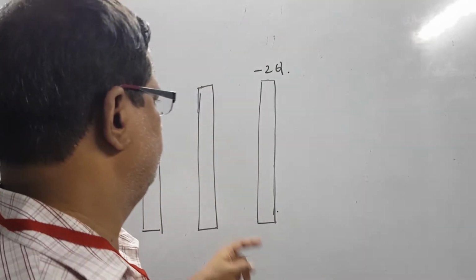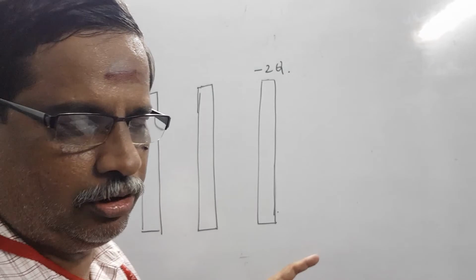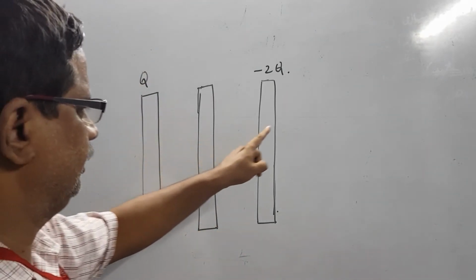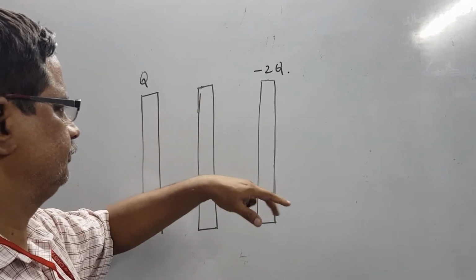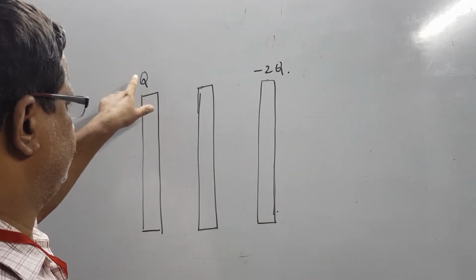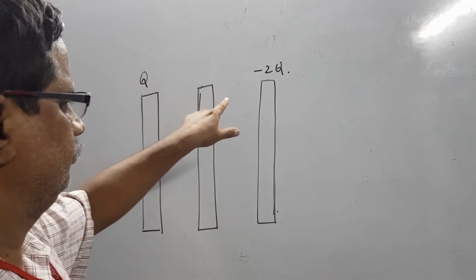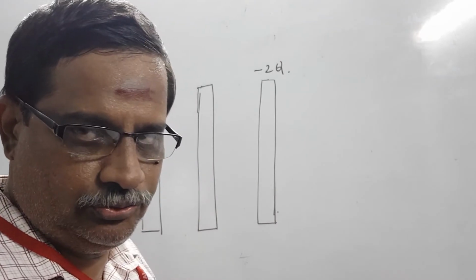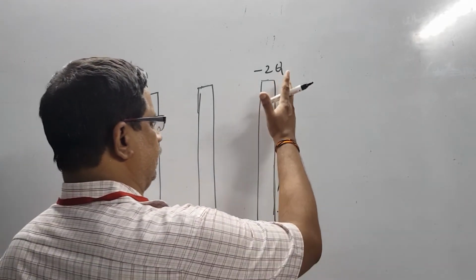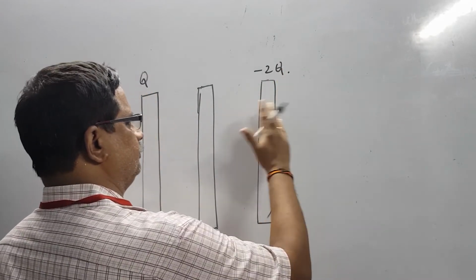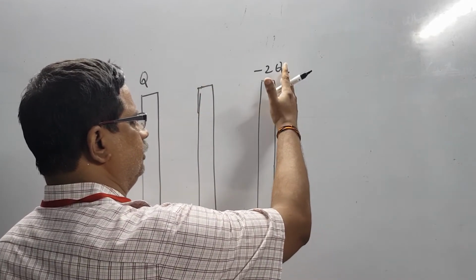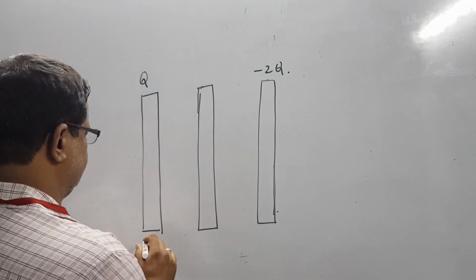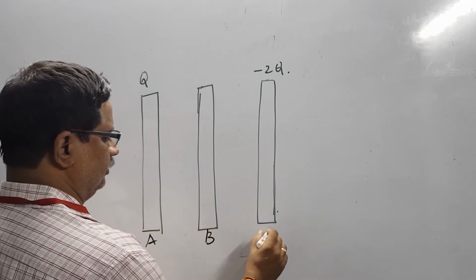We will solve a problem from H.C. Verma's book, Concepts of Physics, Volume 2. Here you have three metallic plates which have large surface areas. Plate 1 is given a charge q, plate 2 is neutral, and plate 3 has a charge minus 2q. We want to find the charge appearing on the outermost surface of the plate having charge minus 2q. We will call these A, B, and C.